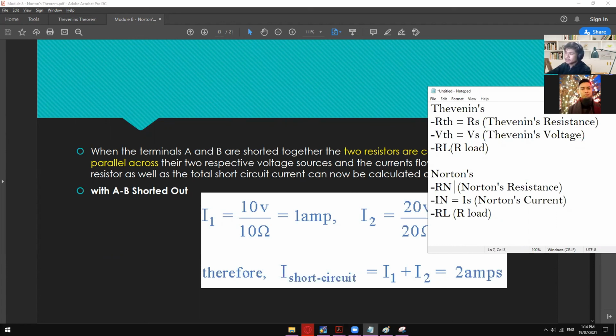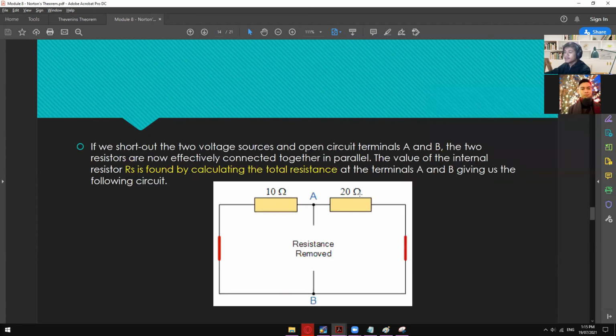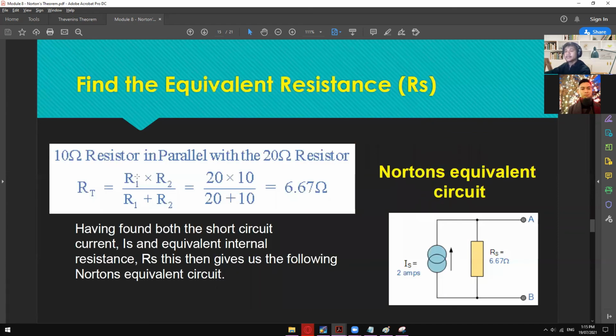So in here, we also call this one as RS. So the same siya dito. Then after that, we can now find the Norton's resistance. So remove the resistance right here, and then short the voltage sources, and then combine those two via parallel. So R1 times R2 divided by R1 plus R2, 20 times 10, and then 20 plus 10. So it will give you a value of 6.67 ohms.